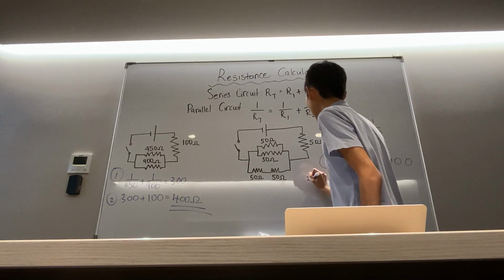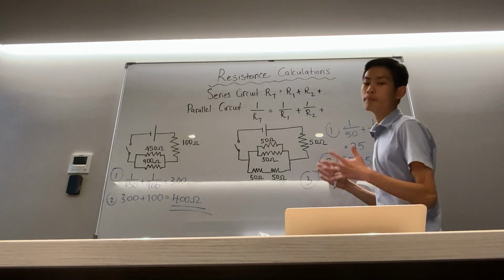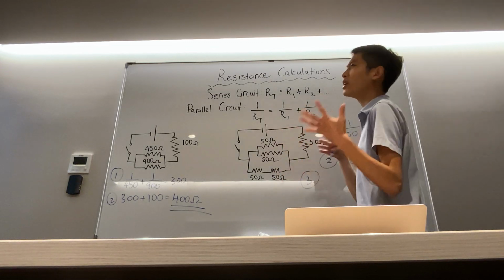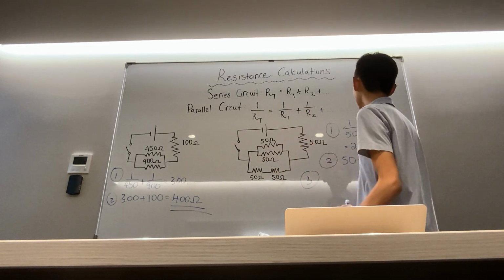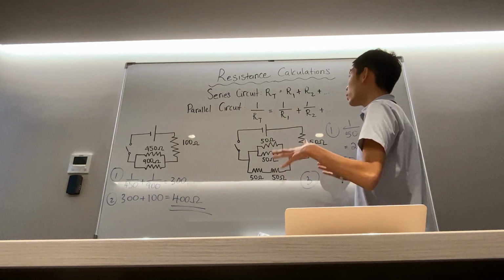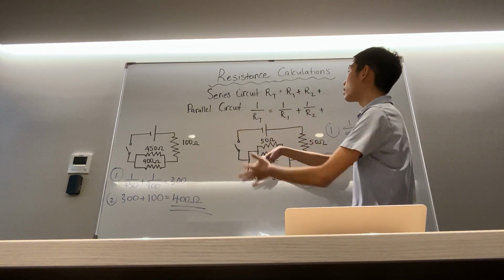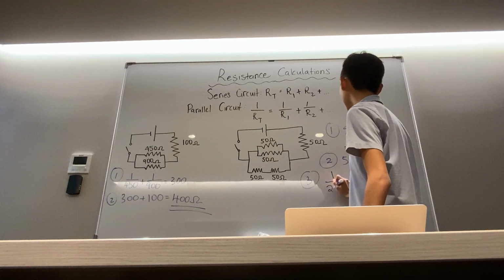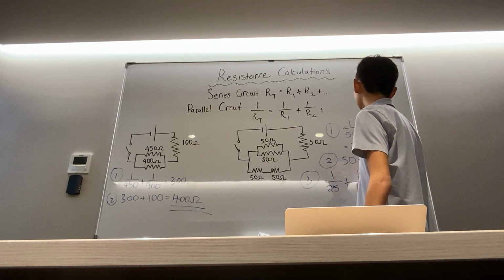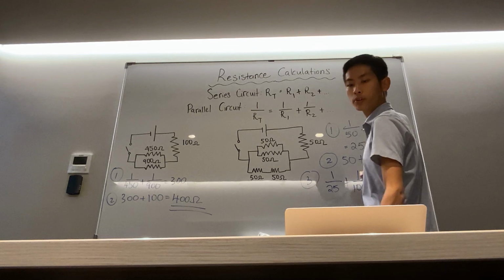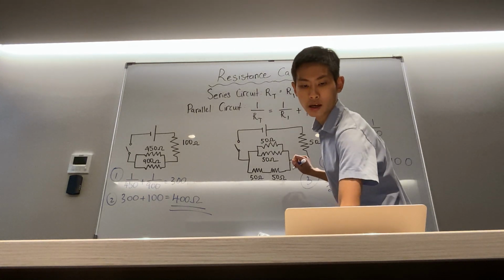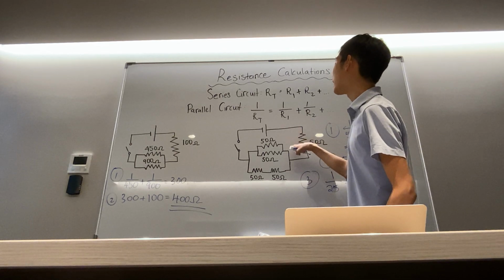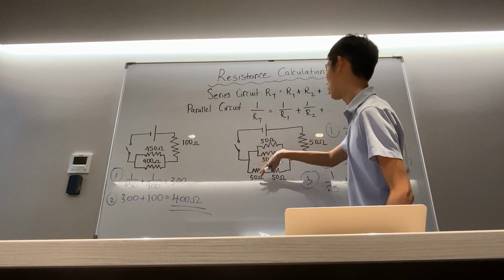Now step number 3, I want you to combine these two sections because they are in parallel to each other. It's very important you know the distinctions. So now we calculate the parallel circuit, right? That's going to be 1 over 25 plus 1 over 100, which is going to give you 20 ohms. So now we have the resistance of this complex portion.